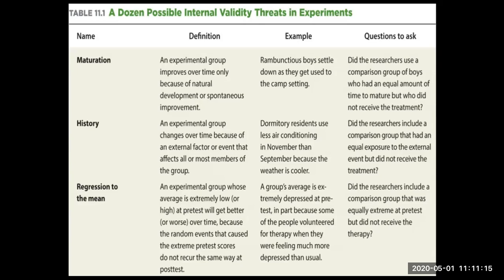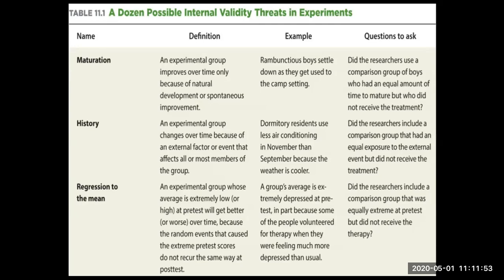This could also be applied to the boys at summer camp, in that it was extremely hot outside during the summer. So maybe they just weren't as rambunctious because they were just really tired and worn out from the warm weather. So did the researchers include a comparison group? Again, that's a good way to avoid this effect, a group that had an equal exposure to the external event, meaning the cooler weather, but did not receive a treatment. They did not get the Go Green initiative flyer, so to speak.